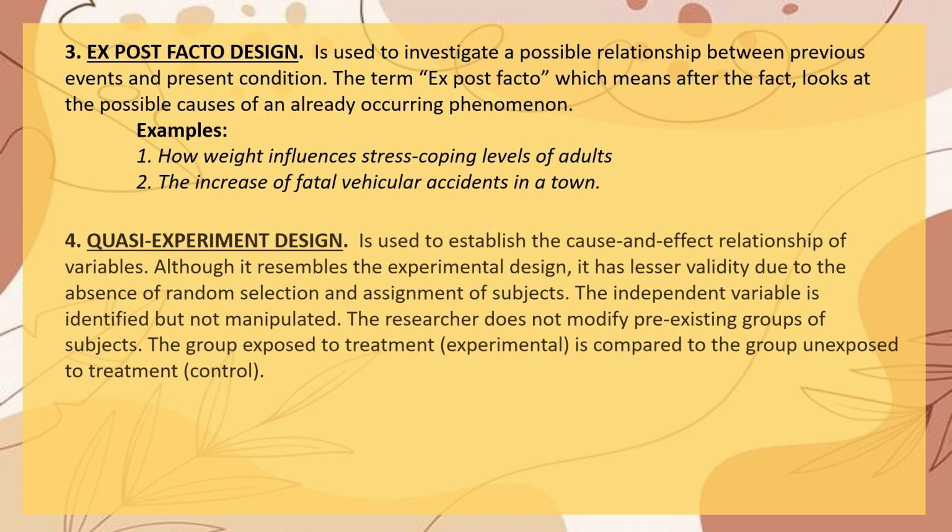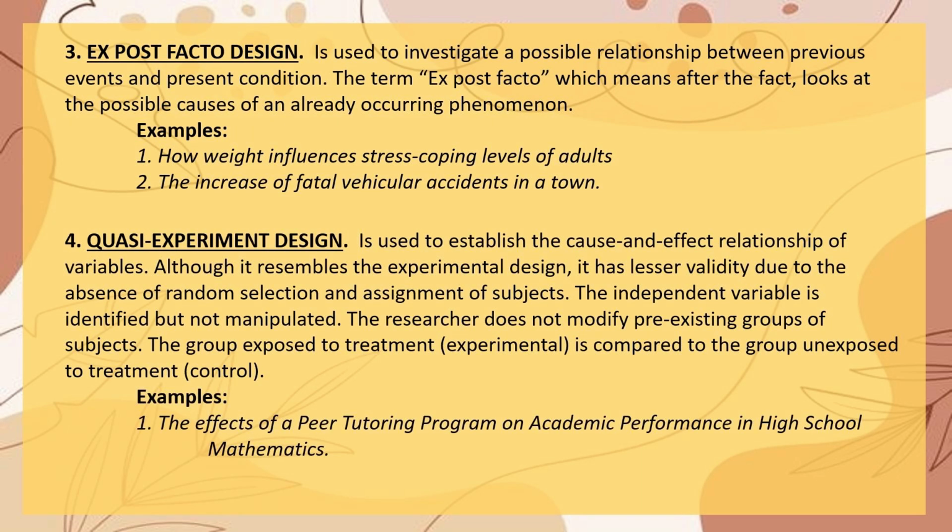This design examines the effect of an independent variable on a dependent variable without random assignment to groups. It often involves pre-existing groups, allowing researchers to explore causal relationships in real-world settings. For example, the effects of a peer training program on academic performance in high school mathematics. The researchers would implement the program with a specific group of students, such as a class or grade level, without random assignment. By analyzing the differences, the study can infer the impact of the peer training program on students' math performance, though the lack of random assignment means results may be influenced by other factors.